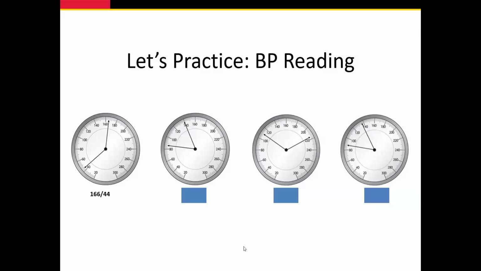What was the next reading? 140 over 86. You got it. That's right. And then the next one, this patient I'm a little concerned about. What's our blood pressure here? 216 over 110. Yeah. So this person, if you're the nurse taking this blood pressure, what would you do?